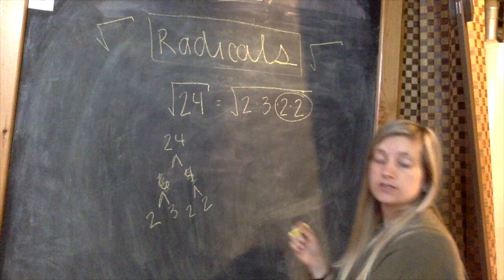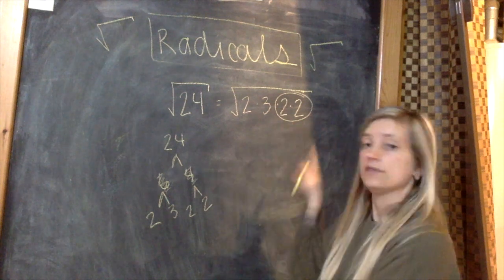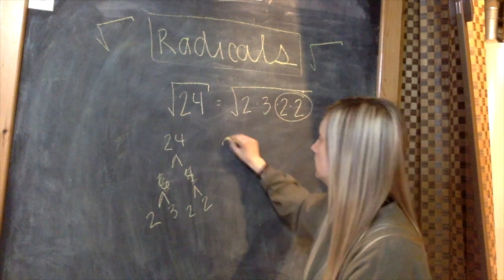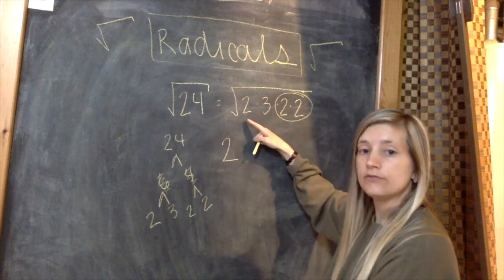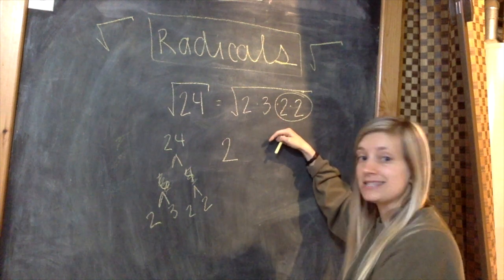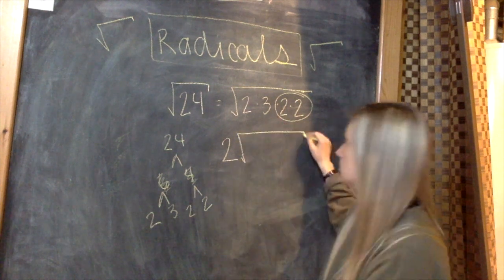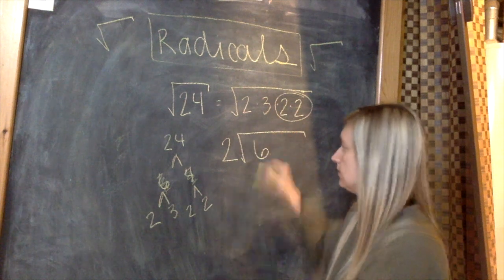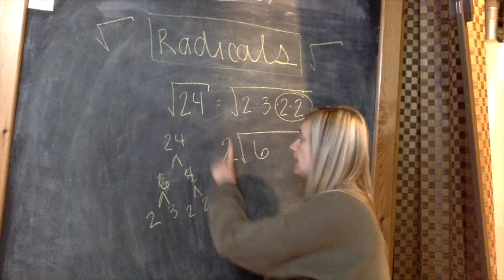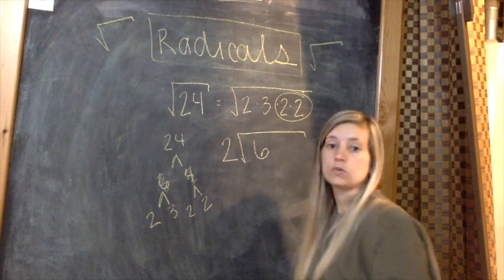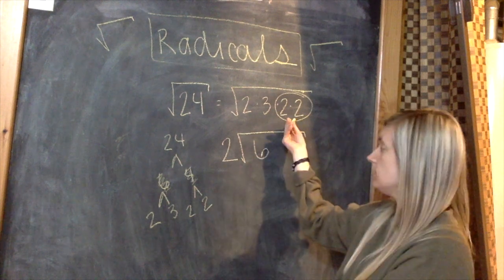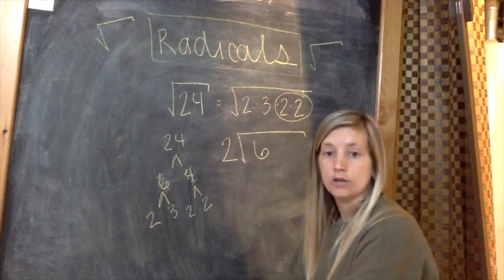I see a pair of 2s. That means one 2 is going to go out front. There's no pair for this 2, and there's nothing that matches this 3, so it's just stuck underneath. So what's 2 times 3? 6. So the square root of 24 is the exact same thing as 2 times the square root of 6. Every time you have a pair, it just goes out front as one.